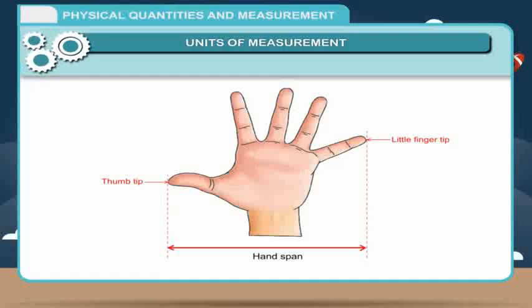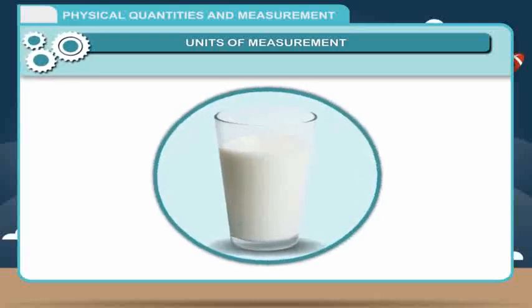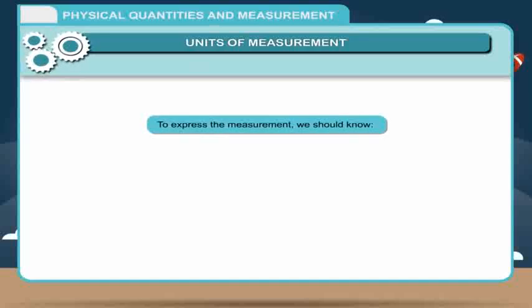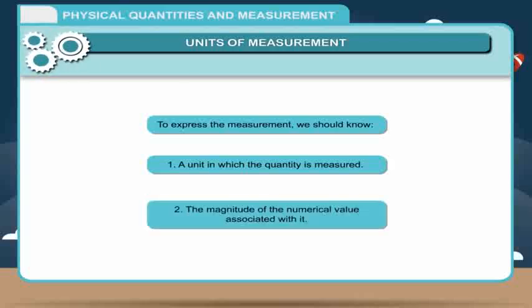In the same way, one cannot use a glass to measure the exact volume of the liquid. Such a system of measurement was not correct. To express the measurement, we should know: 1. A unit in which the quantity is measured. 2. The magnitude of the numerical value associated with it.